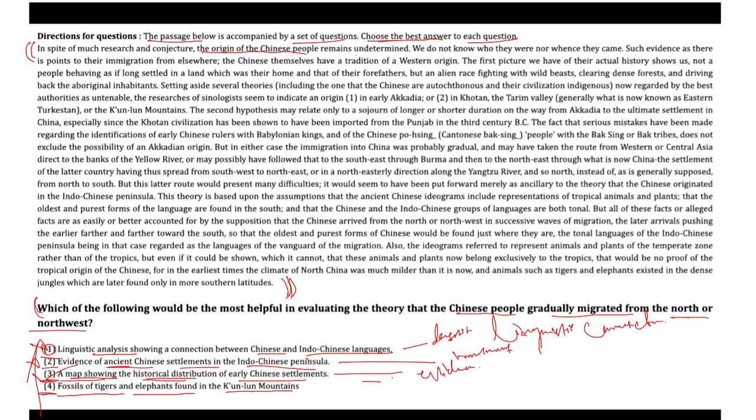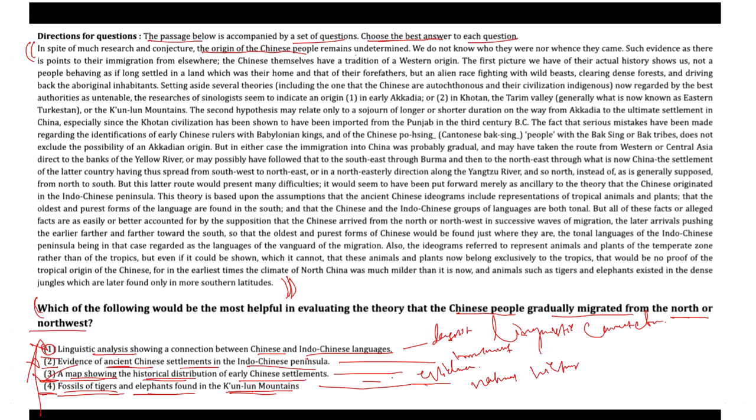What does option four state? Fossils of tigers and elephants found in Kunlun Mountains. These are fossils of animals found in the Kunlun Mountains, right? It might provide information about the natural history of the region, but doesn't directly address the theory of gradual migration from the north or northwest. It's not the most helpful choice for evaluating the theory.